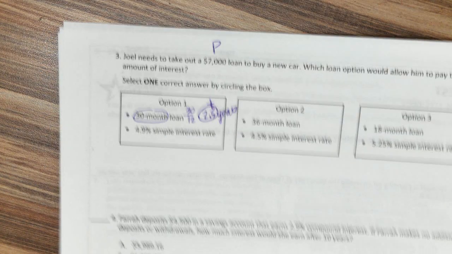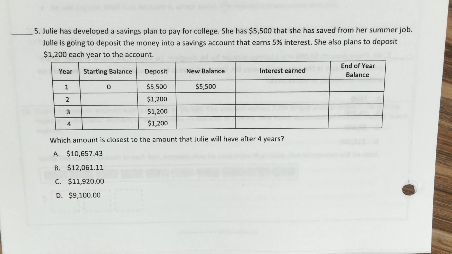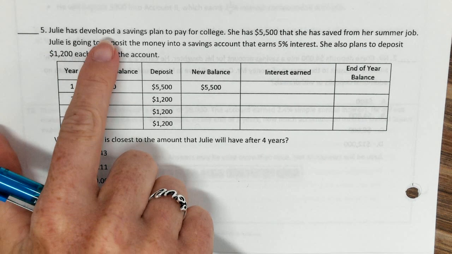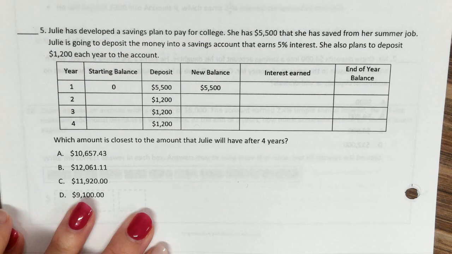This is the one I'm going to need to help y'all set up. If you are not paying attention, I will not help you set this up again. We have done one like this before. It's not hard. It just kind of takes a little bit of time. So everybody paying attention. It says Julie has developed a savings plan to go to college.